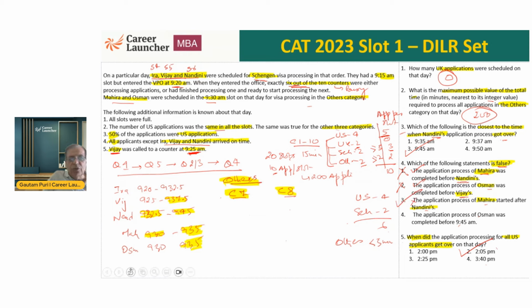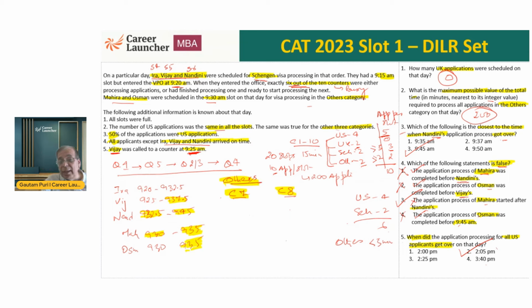Just to be sure, let's look at the last statement also. The application process of Usman was completed before 9:45 a.m. Yes, Usman is completed before 9:45 a.m. So statement 4 is correct and cannot be the answer. Okay. So that finishes the set.